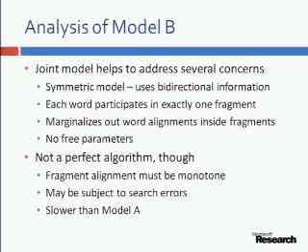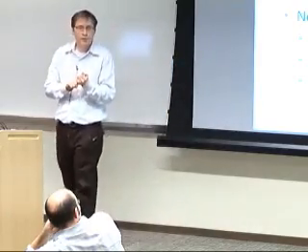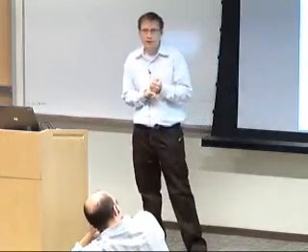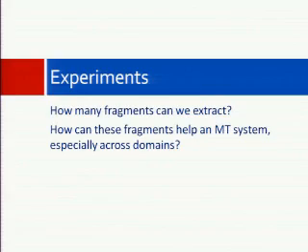Okay, so that's model B. It's a symmetric model, which is nice. Each word definitely participates in exactly one fragment. We're marginalizing out across word alignments inside fragments, and there are no free parameters. So it sounds awfully nice. There are some limitations, though. The fragment alignment must be monotone and maybe subject to search errors. And still, even with all these optimizations, it's slower than Model A. So that's all I have to say about the models themselves.